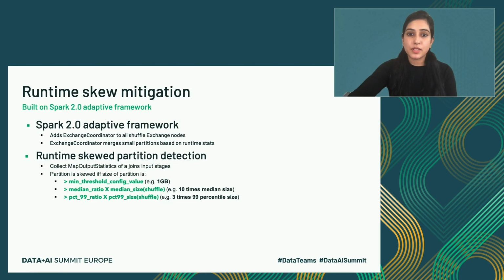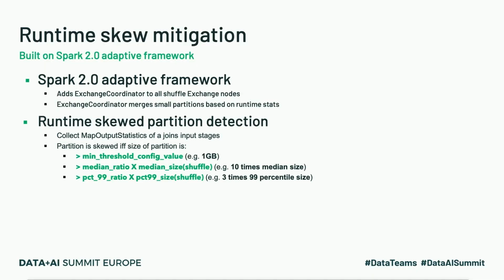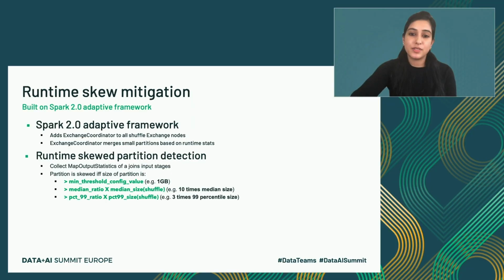With this solution, skew detection and mitigation happens at runtime while the query is executing. At the beginning of a join stage, we collect map output statistics of the join's input shuffle data. These statistics contain size information of each partition. We then find if any partition in this input is skewed by applying three simple conditions. The partition size must be greater than a minimum threshold value. It is X times the median size of all the partitions and Y times the 99 percentile size of all partitions.